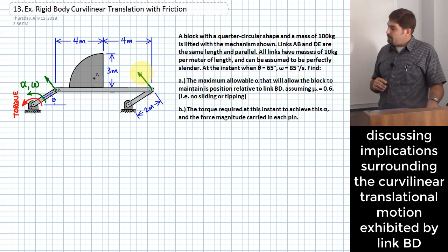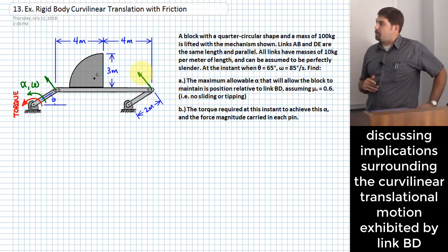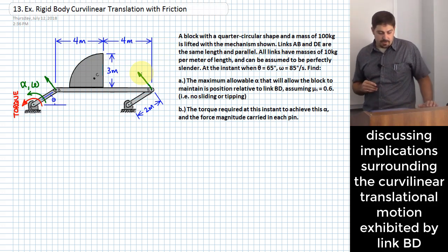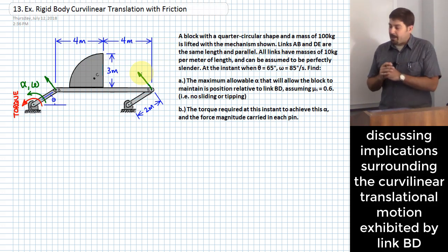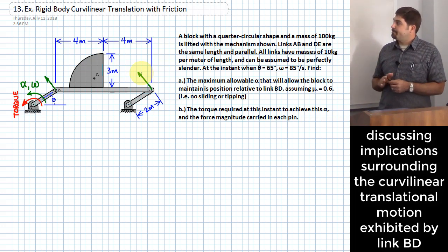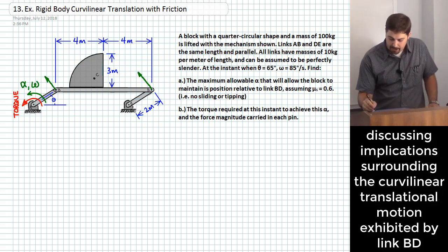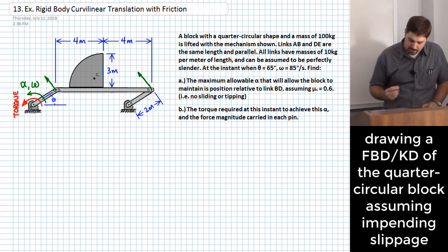All right, so that actually allows us to do a lot more with the block all by itself than we could otherwise do, perhaps. Okay, so that's where I'm going to start, by looking at the block itself. Because what we're supposed to find is how much alpha we can have so that the block doesn't slip or tip, right? So it seems fairly intuitive that we would start there with a free body diagram of the block itself. So that's where I'll start.